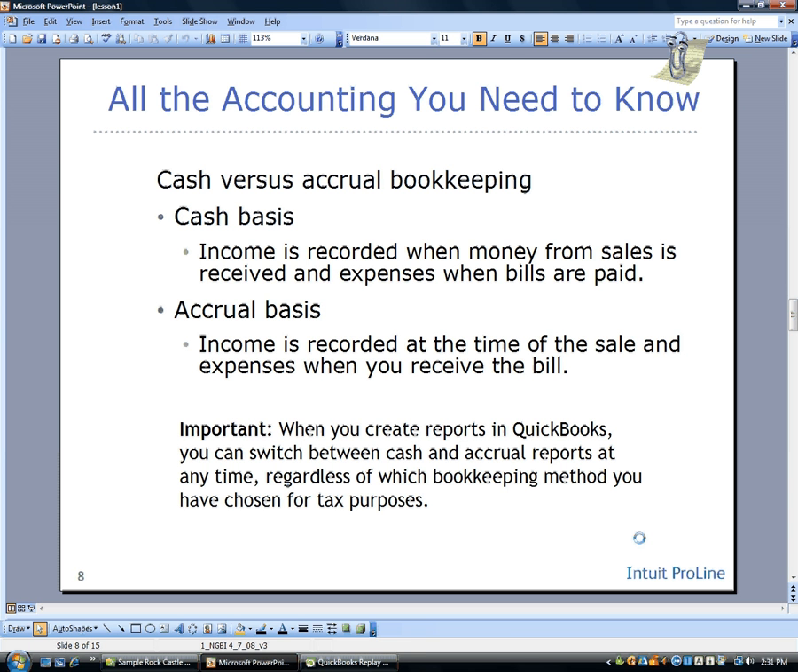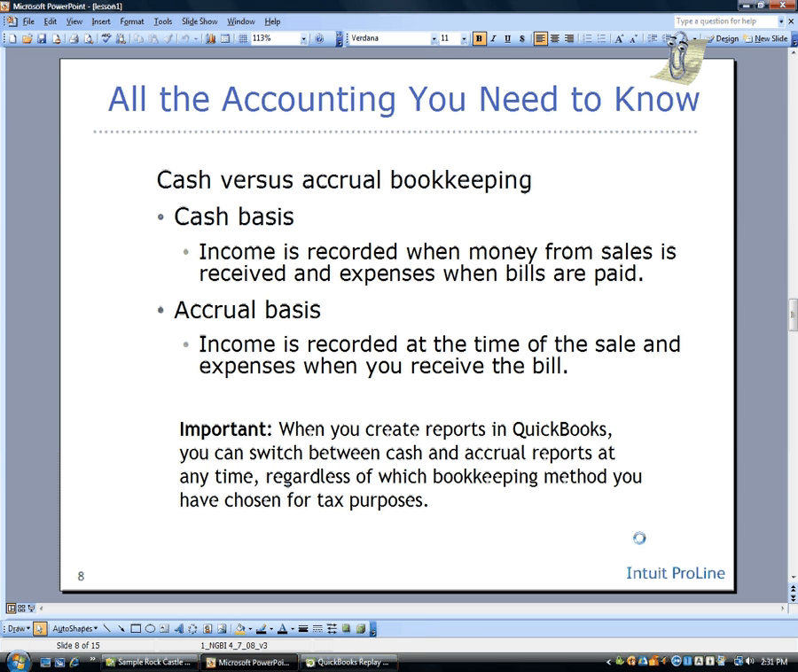Well, I'm not going to retape this whole video for this. But, okay, so income is recorded at the time of the sale and expenses when you receive the bill. So in the cash basis, when you pay the bill is when you incur the expense. The accrual basis, when you receive the bill, is when you incur the expense.